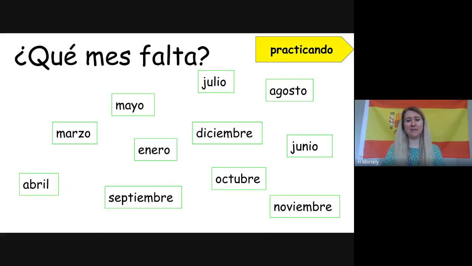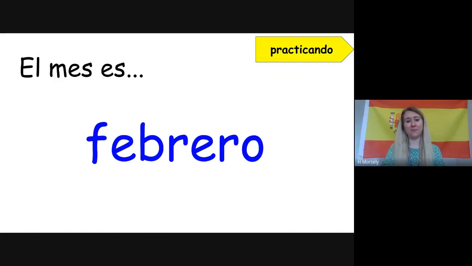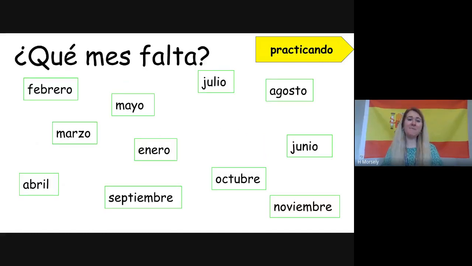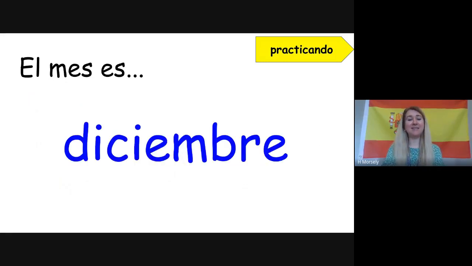So which month is missing? It was febrero. And the last one, ¿qué mes falta? Which month is missing? So remember, pause it if you need a bit of time. And let's go through the answer together. The month that's missing is diciembre.